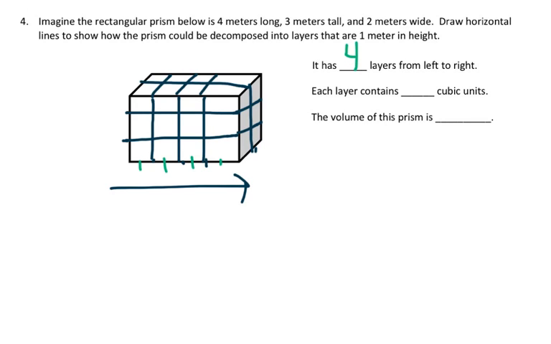Okay, each layer contains blank cubic units. So let's take a look. I'm going to look at this end piece right here, and I can count them out, 1, 2, 3, 4, 5, 6 cubic units. Okay? And the volume of this prism is going to be, how many of it all together? Well, let's see, if I have 6, and then this is 6, and then this is 6, and then this one's 6, again, the volume of this prism is 24. And then this is meters, so it's going to be cubic meters.